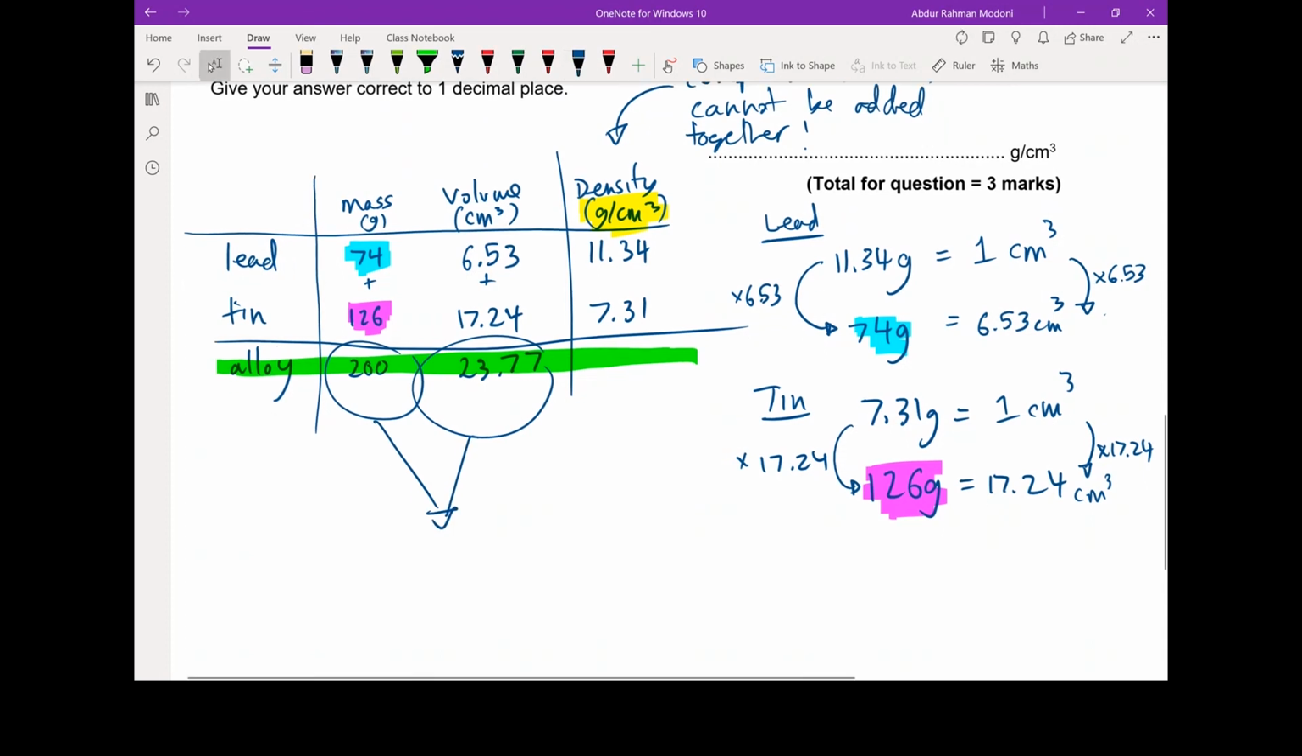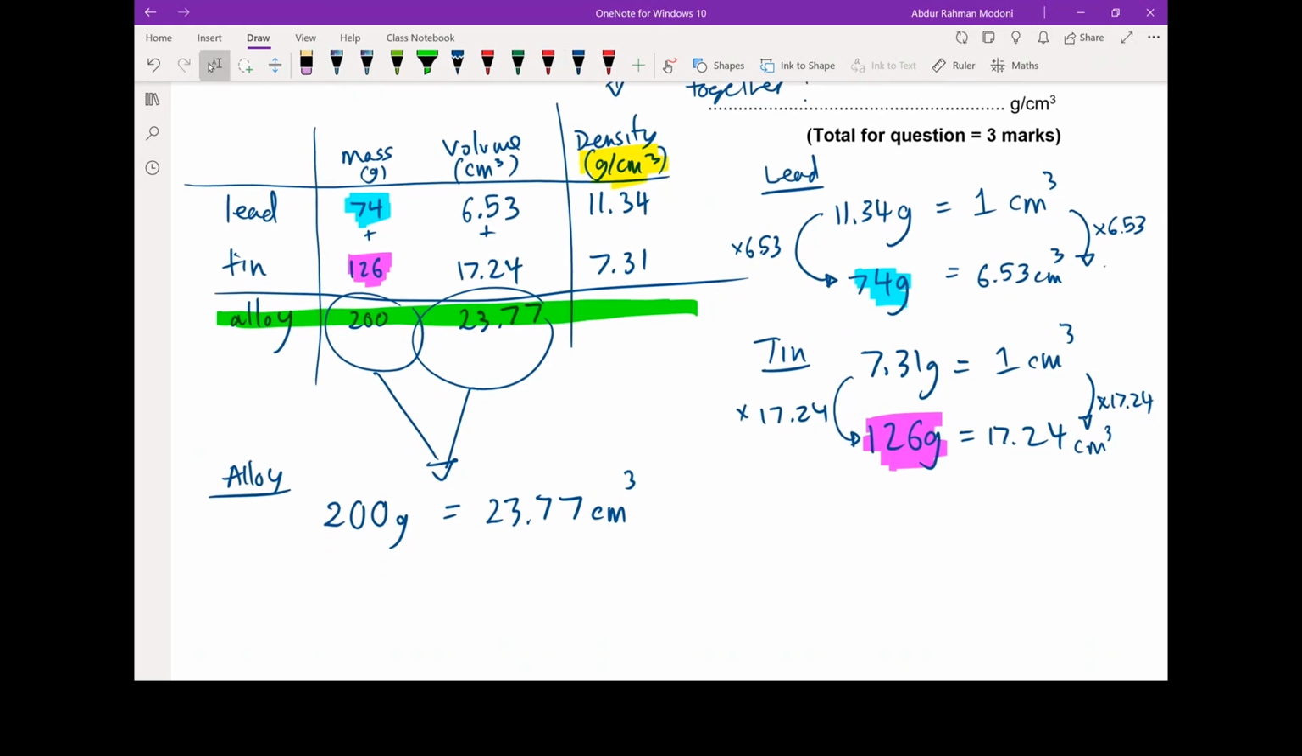And we use that skill. So we can then say that 200 grams, and this is for the alloy, I should add, is equal to 23.77 centimeter cubed. Very important to write down the units. Otherwise, you're saying that 200 is the same as 23.77. That's not the case. We're saying 200 grams is equivalent to 23.77 centimeter cubed. Or to make 200 grams, we need that much centimeter cubed of this alloy.